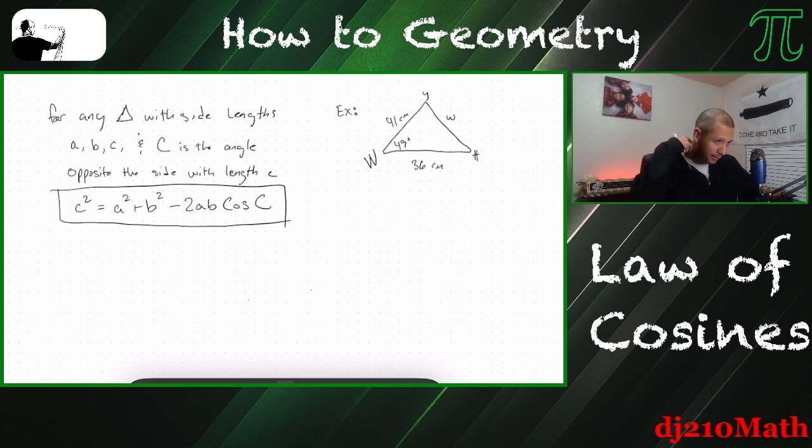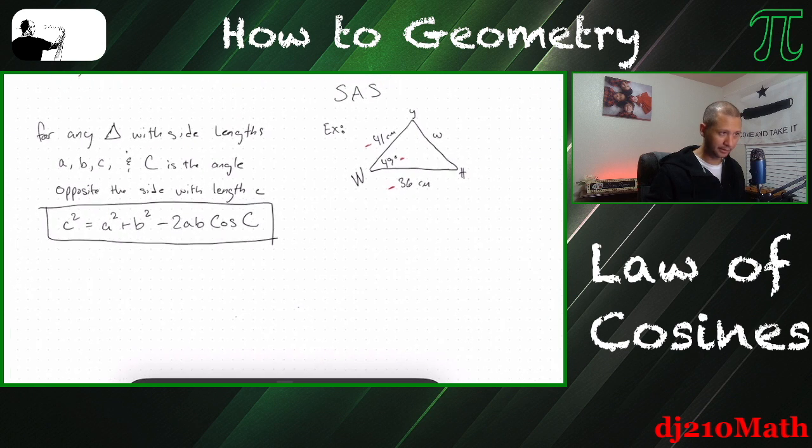So in these scenarios, you're given a random triangle with random information. Now, for law of cosines to work, this would need to be a side angle side scenario. Side, angle, side. And that's exactly what we have here. We have a side, angle, and side. The angle is in between both of the sides. So that's how we know that law of cosines is going to work.